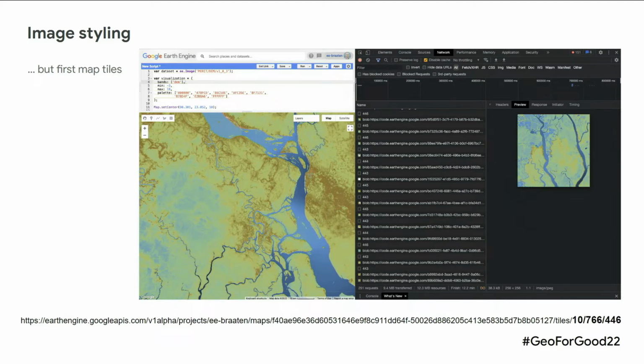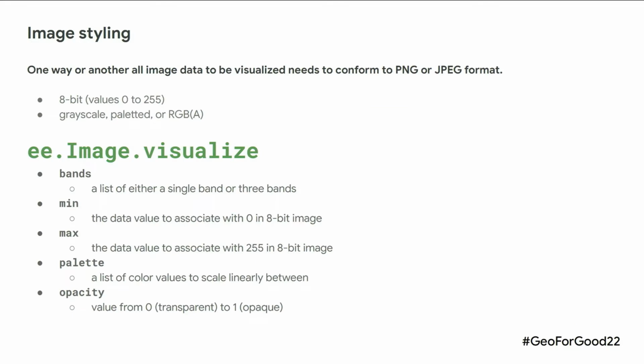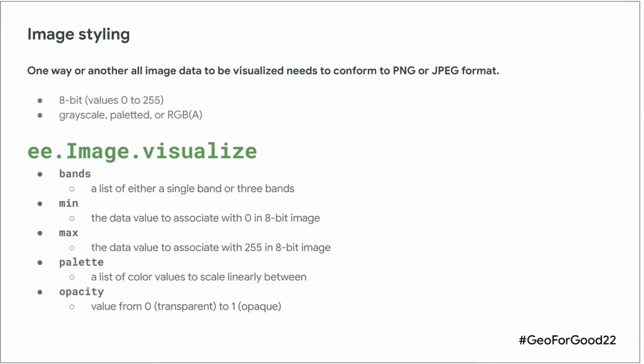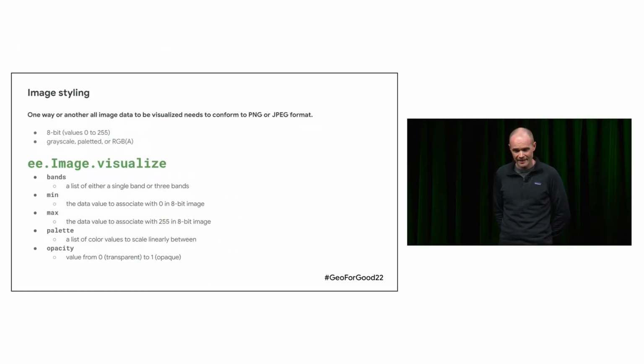And so this is an important point that we're working with. What you're seeing is these PNG or JPEG images. And so in one way or another, all of the image data that you are working with, when you visualize it, needs to conform to this format. You know, it needs to be 8-bit data. That means we have 256 values to work with, and that's a little bit limiting. And we can visualize it as grayscale, paletted, or RGB, and optionally have an alpha band as well. And the way that we can do this is with ee.Image.visualize.